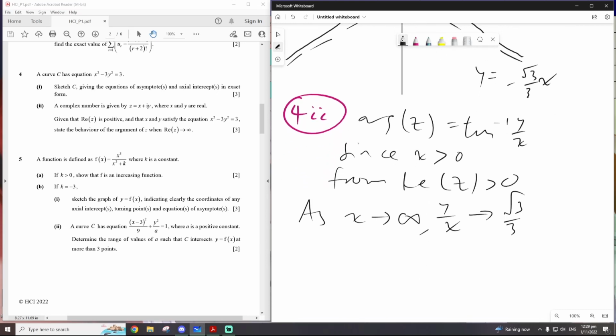Actually, it tends to plus minus root 3 over 3, right? So therefore, the argument of z tends towards plus minus tangent inverse of root 3 over 3, which happens to be exactly pi over 6. Okay? So, yeah.